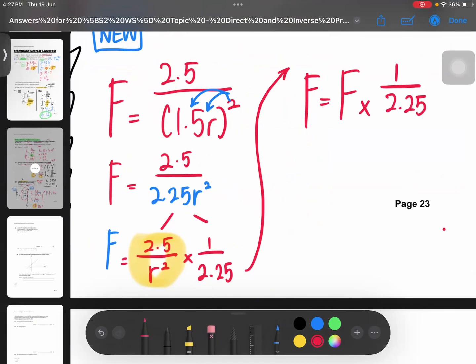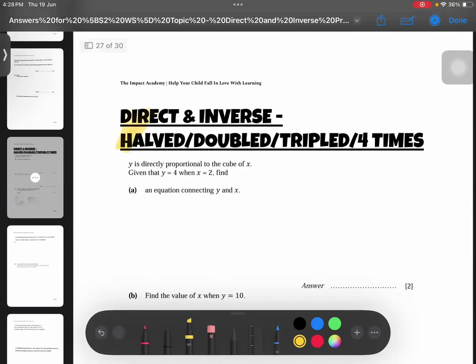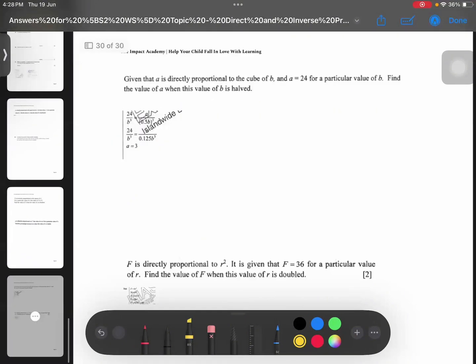2.25, right? So 1 over 2.25, 1 over 2.25, you get to an answer of 4 over 9. Can you understand? So your new F is going to be 4 over 9. Now, again, this is the highest level of direct and inverse. I'm going to look at the last one. Can you see the last one?